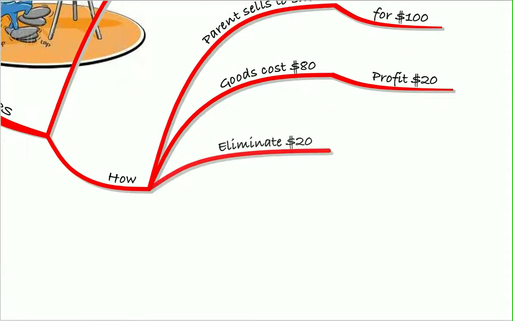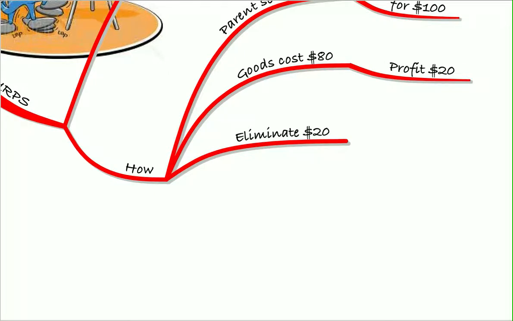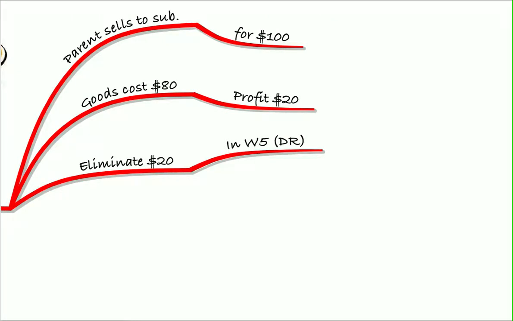So we needed to eliminate that $20 because it was an unrealised profit. So we did that in working 5. We debited working 5 to remove the $20 of extra profit, of unrealised profit.